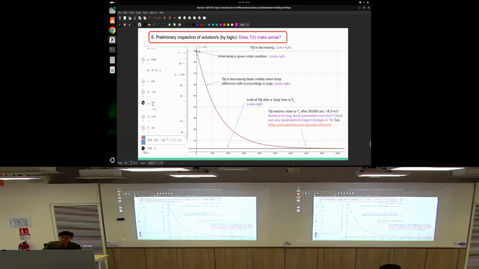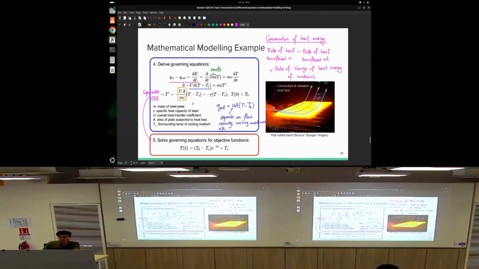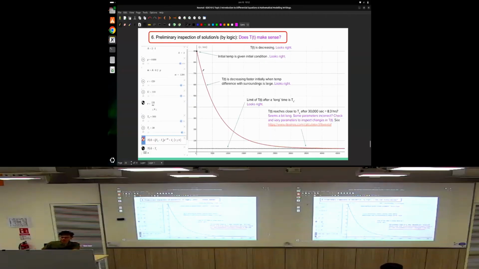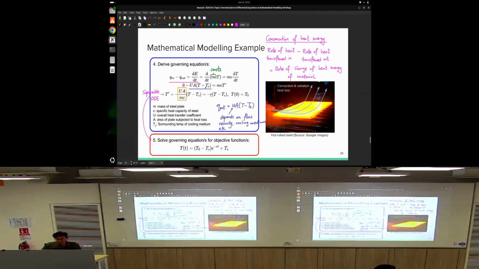Okay? Then you must have the trend correct also. Because you are modeling the cooling of the steel plate, there is no heat being transferred in. So the heat is being lost by the plate. So by right, the temperature must drop. Correct? You see? Okay? So initially, when the temperature difference is large, the gradient here is steeper. So that means the cooling is faster. Why? Because look at your heat transfer. It is dependent, right, on the temperature difference between the material and the surroundings.